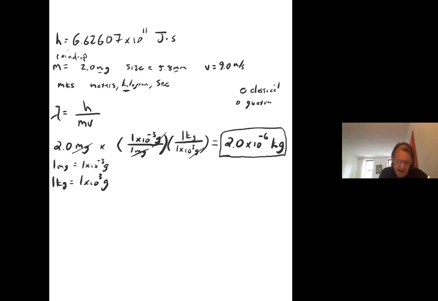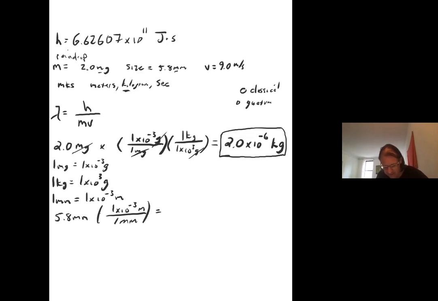Now we also have a size in millimeters. So 1 millimeter is 1 times 10 to the minus 3 meters. So let's convert that: 5.8 millimeters times 1 times 10 to the minus 3 meters divided by 1 millimeter. And so you get 5.8 times 10 to the minus 3 meters. Okay, so now we've got that. Now let's go ahead and calculate. So this is the size in meters.